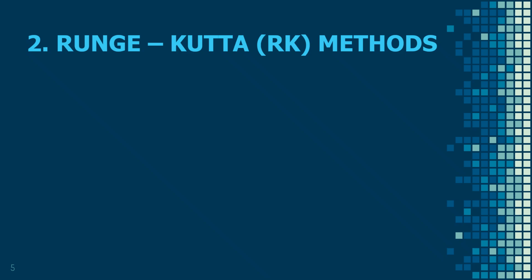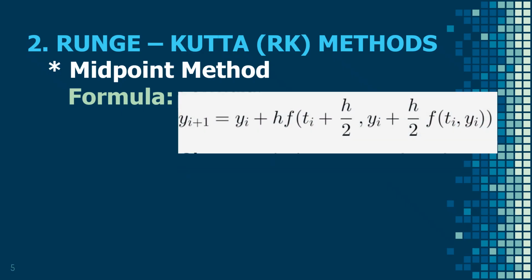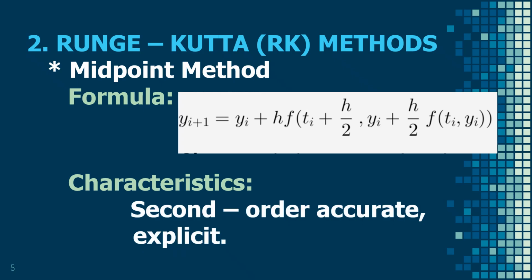Moving on, after Euler method, we do have the second one, which is the Runge-Kutta or RK methods. So here, we can make use of the first one, which is what we call the midpoint method. And the formula for doing it is this given formula. And the characteristic of the midpoint method is that it's second order accurate and it is explicit.